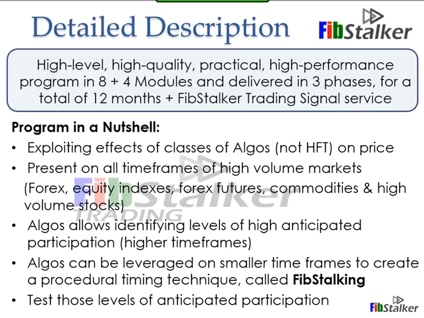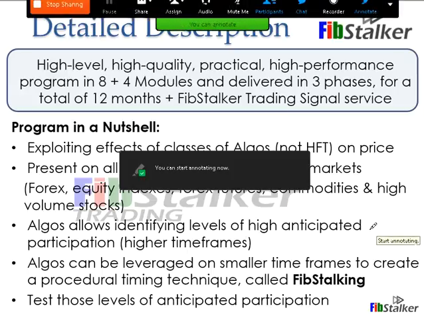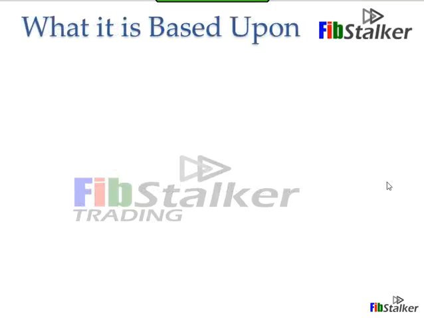The fib stalking allows us to test those levels of anticipated participation from algorithms. So as you can see here, there are 2 concepts or 2 different moments. One is to identify what these anticipated areas are, and the second is to time this anticipated area using the fib stalking timing. So that's in a nutshell what it is.